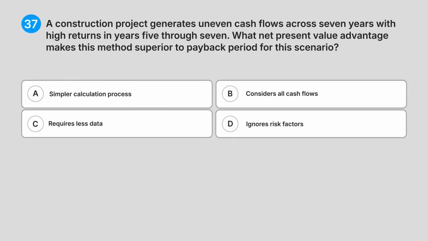37. A construction project generates uneven cash flows across 7 years, with high returns in years 5 through 7. What net present value advantage makes this method superior to payback period for this scenario? A. Simpler calculation process. B. Considers all cash flows. C. Requires less data. D. Ignores risk factors.